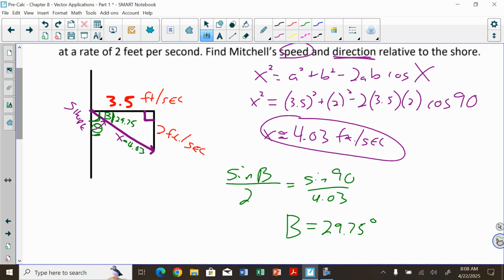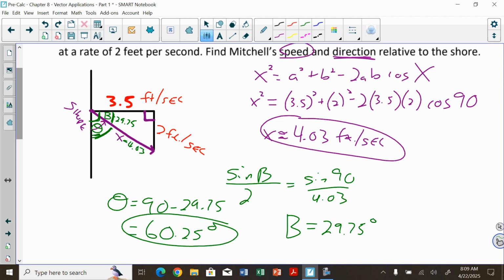is a 90-degree angle. So to find theta, theta is going to be 90 minus the 29.75 just to get this angle here, which then is 60.25 degrees. Okay, because they tell you it's relative to the shore. So you have to kind of find that angle. All right, good. Moving on.